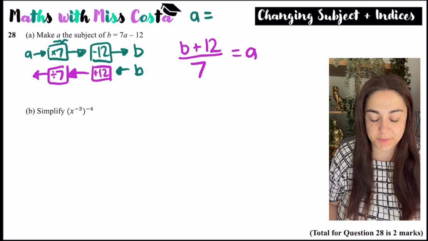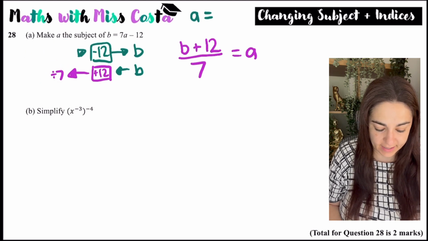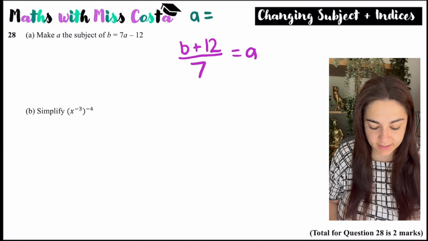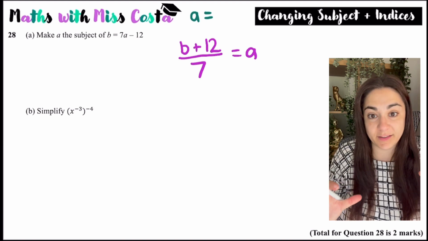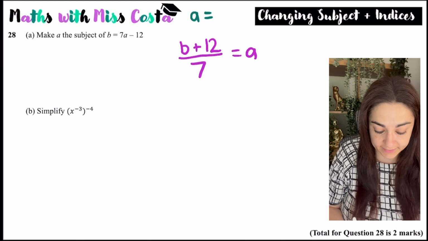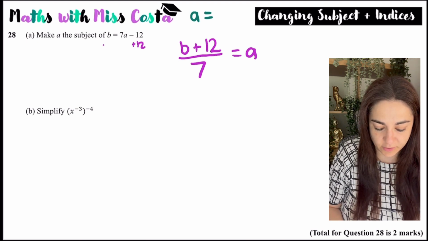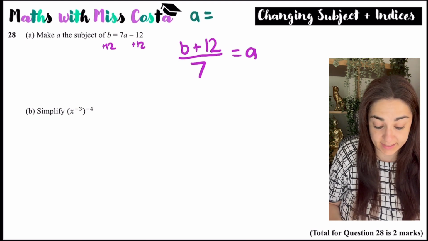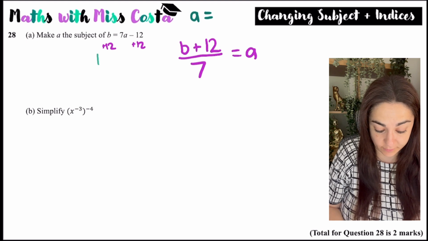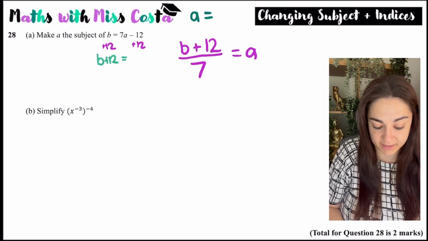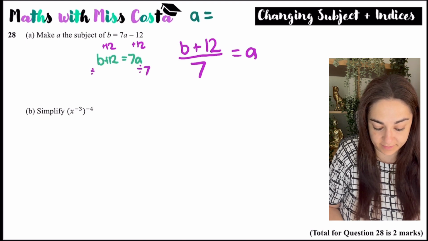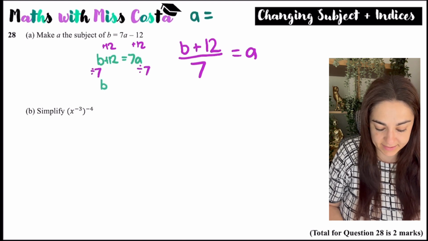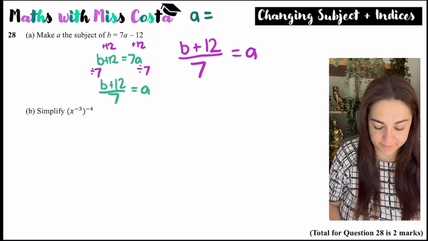The other way I could do it is if I am just doing the inverse, like when I'm solving equations, is I know I want to move everything from one side to the other to make A the subject. So like the function machine told me, the first thing I do is add 12 to both sides of the equation. So I'd be left with B plus 12 equals 7A, and then I would have to divide by 7. So I'd get B plus 12 divided by 7 equals A.